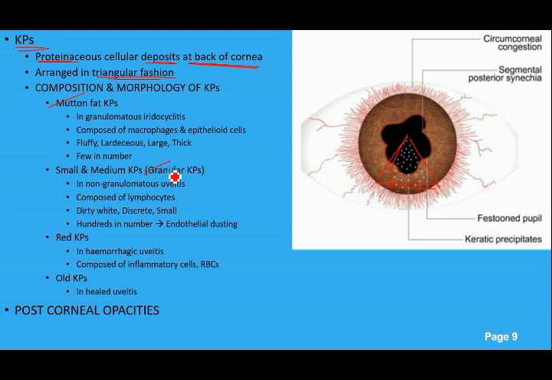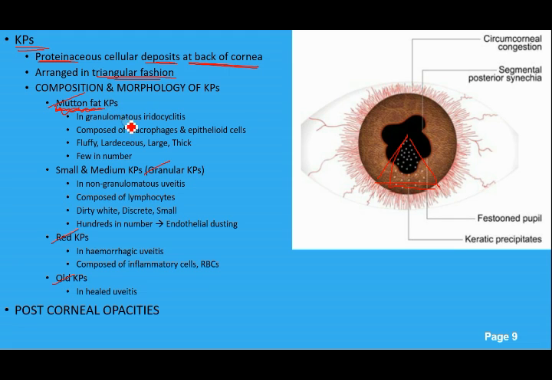Just remember this: granular keratic precipitate, red keratic precipitate, old keratic precipitate. Now the word mutton fat is very important because it tells you the consistency of the keratic precipitate. But before that, I'll just go in order.